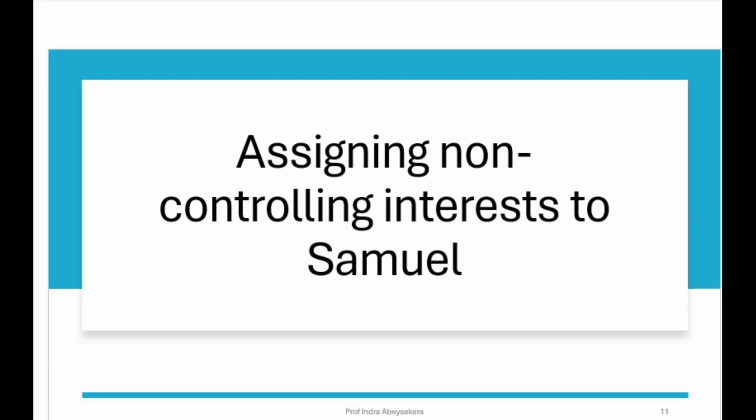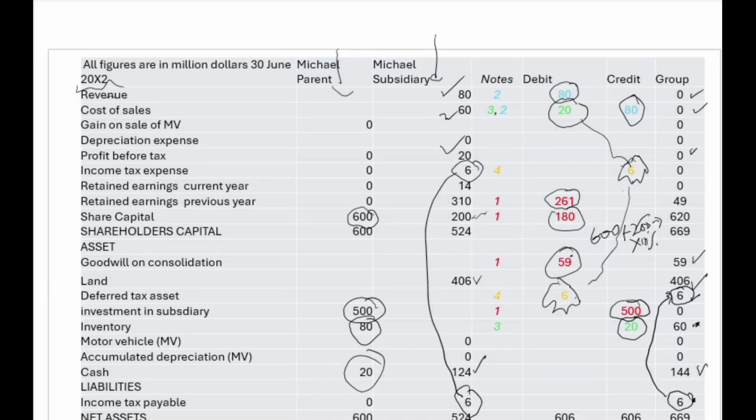We can now look at assigning non-controlling interest to Samuel. When we assign the non-controlling interest to Samuel, we start with the Michael subsidiary, because that's where the non-controlling interest is located. That's where Samuel is. And we need to adjust for the intragroup transaction because this shareholders' equity situation changes because of the intergroup transaction. It changes for Samuel by that non-controlling interest amount only, that's 10% of the intergroup transactions.